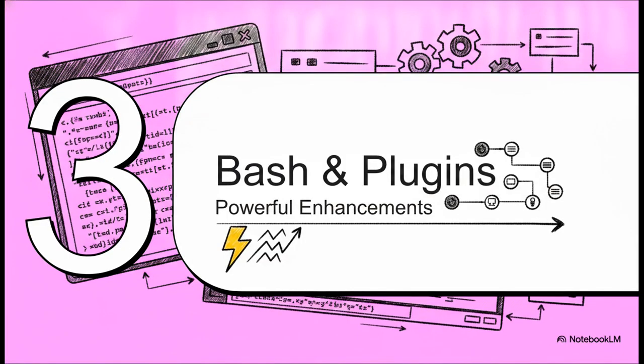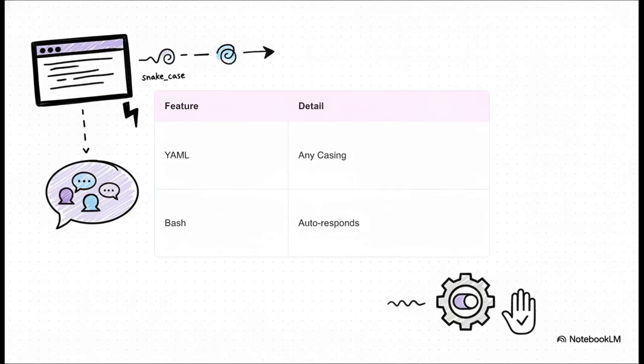Moving on to Section 3, Bash and Plugin Enhancements. Let's look at how Claude handles your shell commands and organizes its capabilities now, because the flexibility here is fantastic. First up, YAML front matter. When you're configuring skills, you don't have to stress about remembering exactly which casing to use anymore. Claude natively accepts kebab-case, snake_case, or camelCase for keys. Easy. Also, when you run a bang bash command, Claude now automatically responds to the output, making the shell much more conversational. But hey, if you prefer the old way where Claude just stayed silent and absorbed the context, no worries. Just pop into your settings JSON and set respondToBashCommands to false.